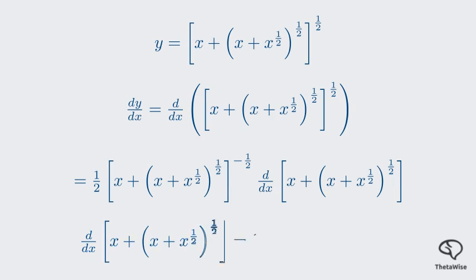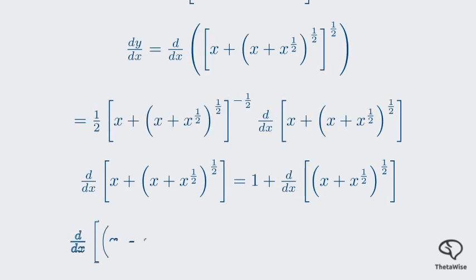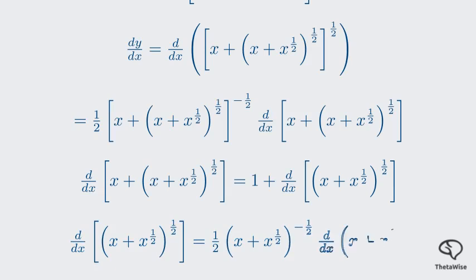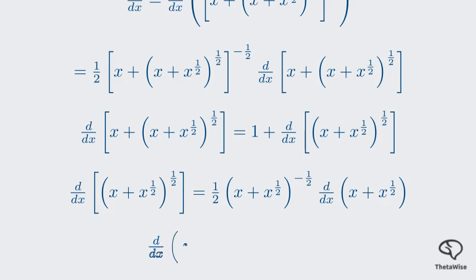The derivative of the second term, the 1/2 power expression, requires the chain rule again. Here, the derivative is 1/2 times the inner part to the negative 1/2, times the derivative of that inner part. We're almost at the finish line. We just need to differentiate the innermost expression. The derivative of x is 1. The derivative of x to the 1/2 power is 1/2 x to the negative 1/2 power. Excellent. We've done all the necessary differentiations.